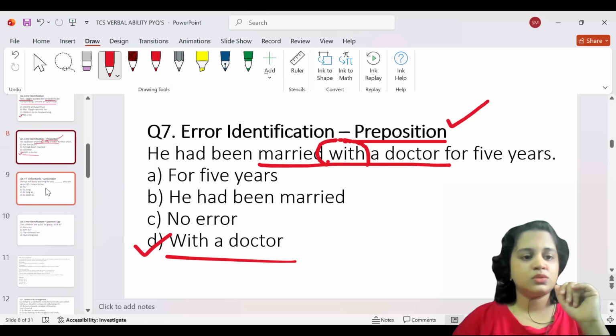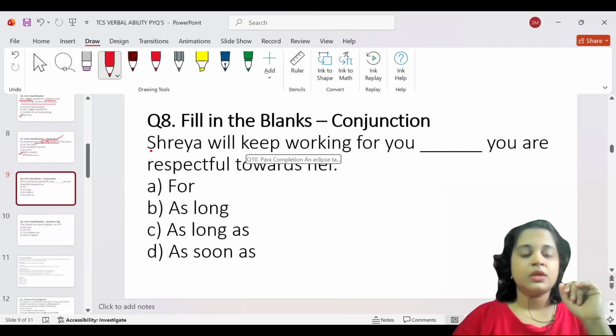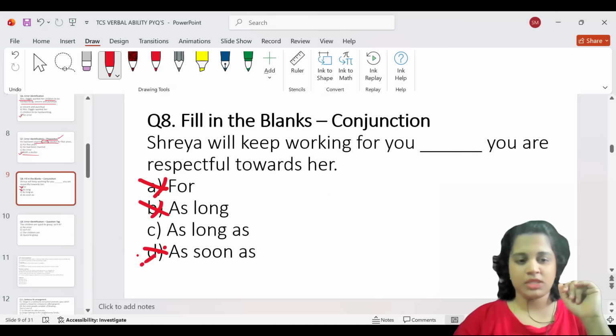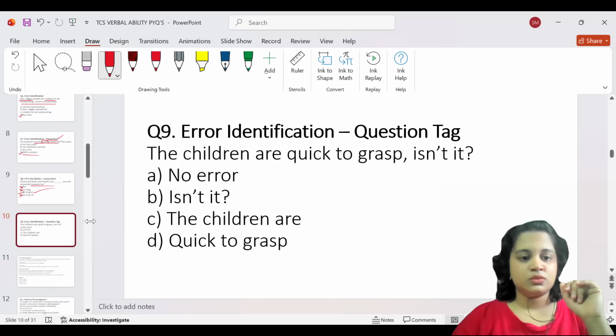Let us go to the next. Fill in the blanks using the correct conjunction. Let us read the question. Shreya will keep working for you, blank, you are respectful towards her. Shreya will keep working for you as long as you are respectful towards her. It's not for, it's not as soon as. It's as long as you are respectful towards her. As long as would be the most correct conjunction in this particular case. Let us go to the next question.